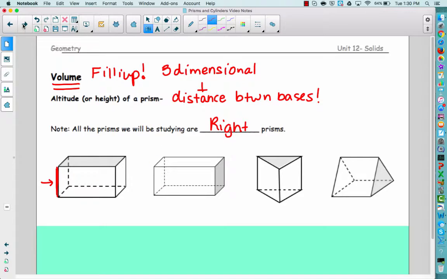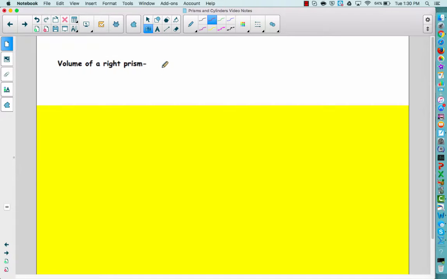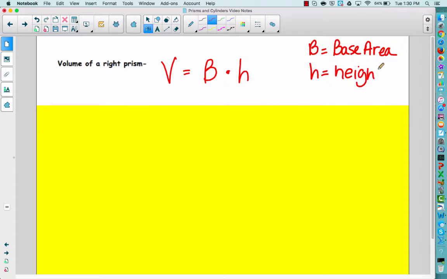Okay, so how do we find the volume of a prism? To find the volume of a right prism, we take the area of the base, so big B, times the height of the prism. Again, remember that big B means base area, and H is the height of the prism.